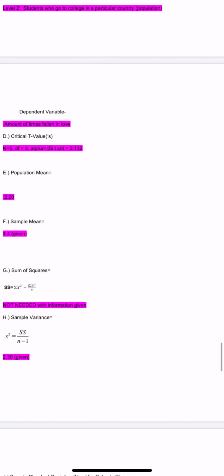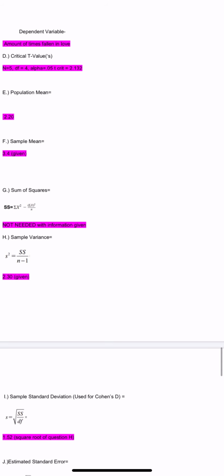T-values: we know n equals 5, so df must equal 4. The alpha is 0.05. So you just use those values, go to the T chart, and you'll get a T critical of 2.132. If it's positive, you don't have to put the positive sign in front of it. But if it's negative, you must, or you'll lose points.